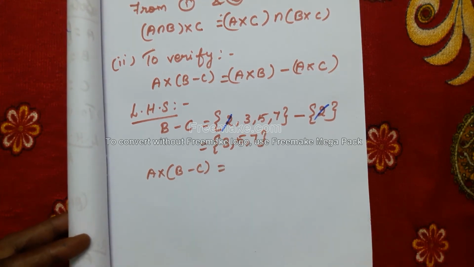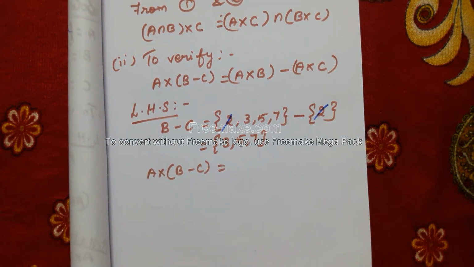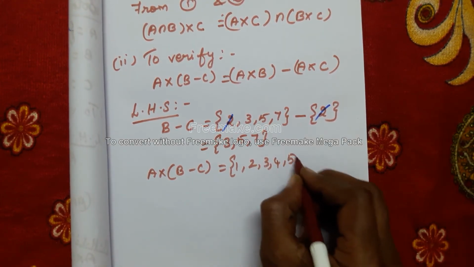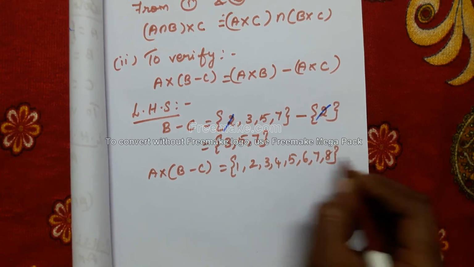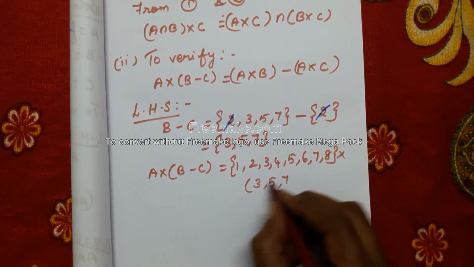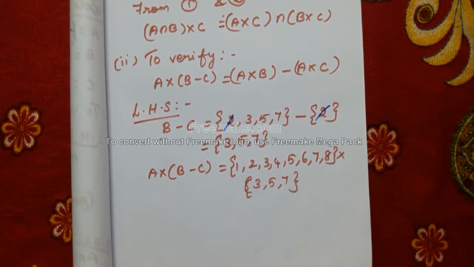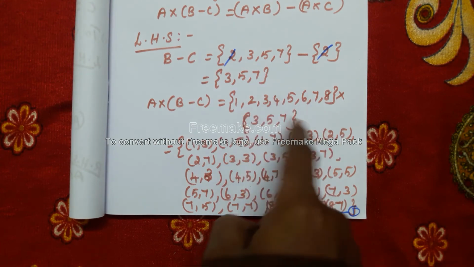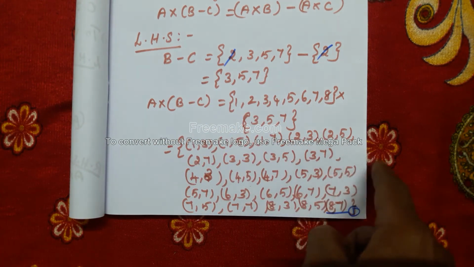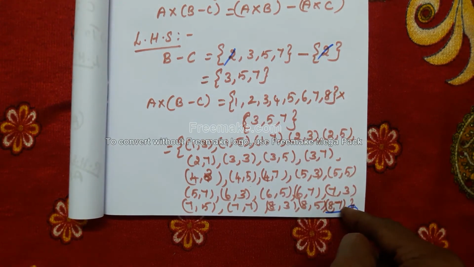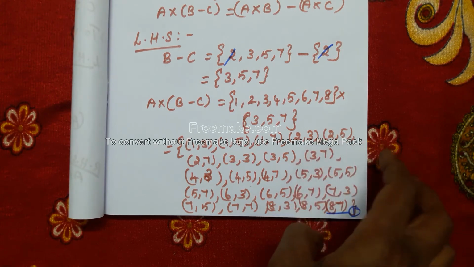Now we have to find out A cross B difference C. What is A? A is equal to 1, 2, 3, 4, 5, 6, 7, 8. Cross B difference C, which is 3, 5, 7. Now A cross B difference C is (1,3), (1,5), (1,7), (2,3), (2,5), (2,7), like that till (8,7) we have to find out. That is the left hand side, equation 1.